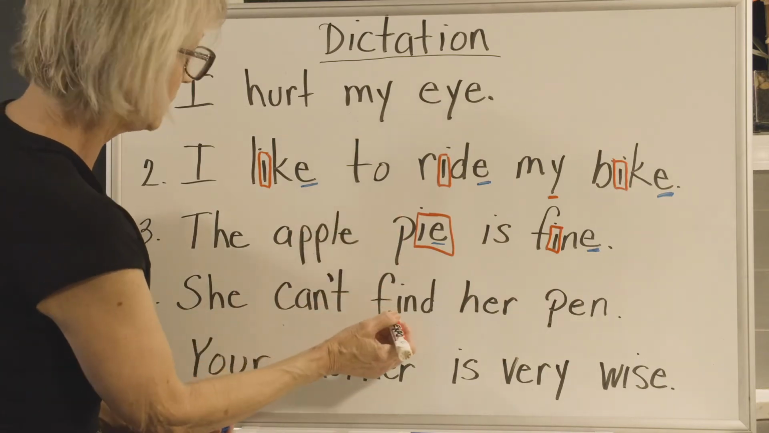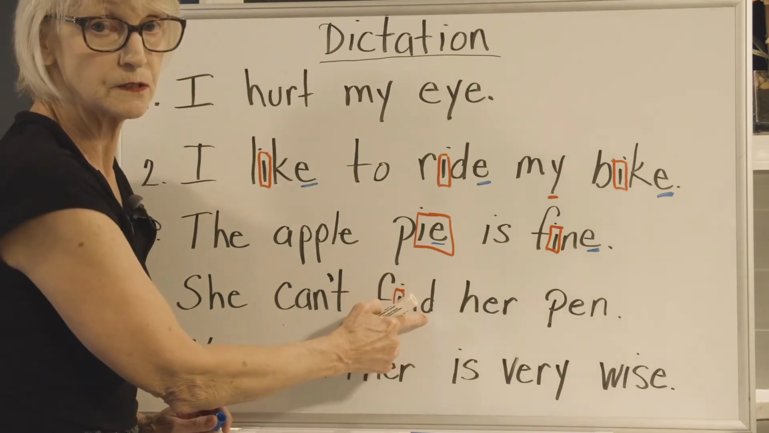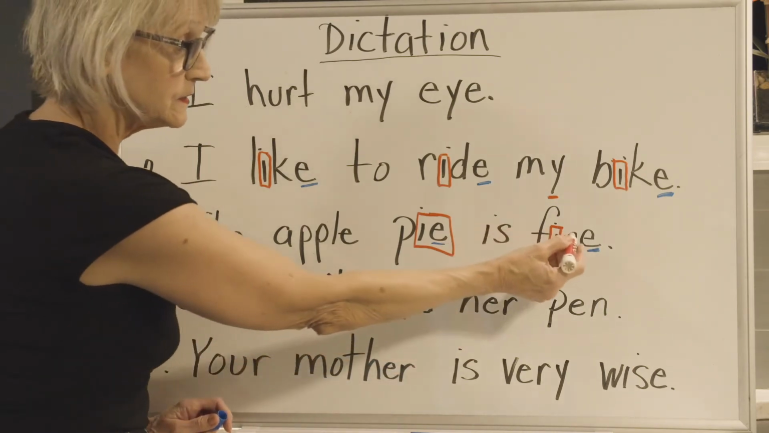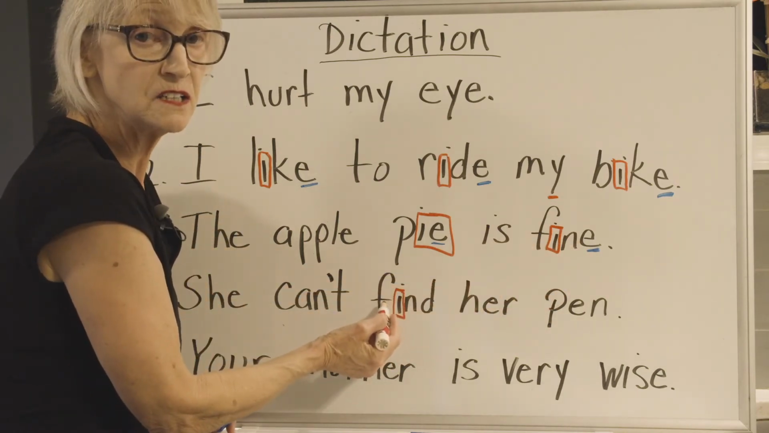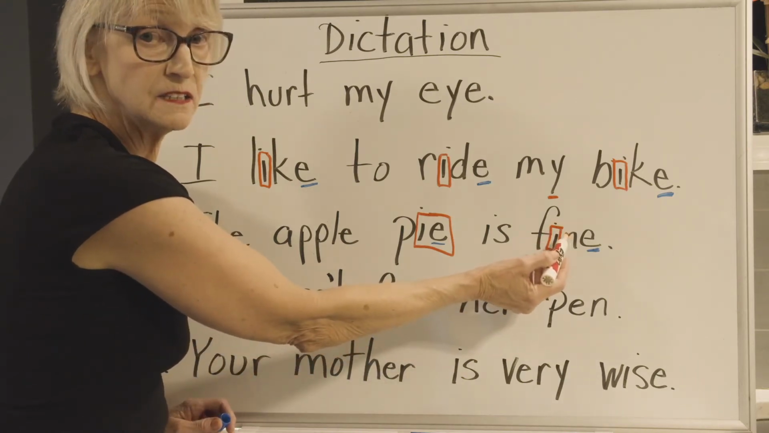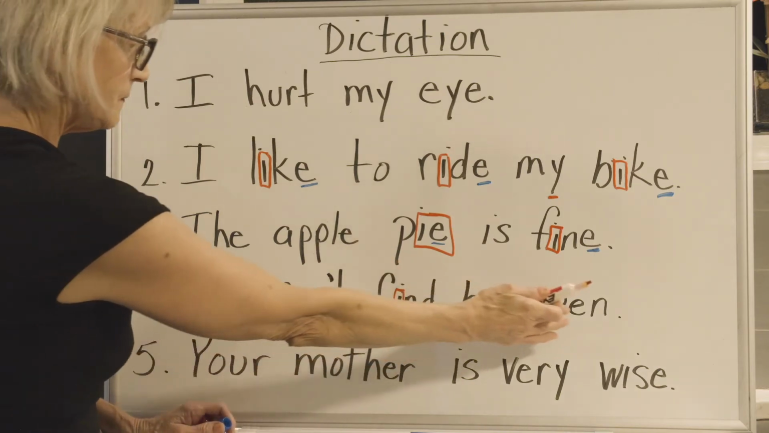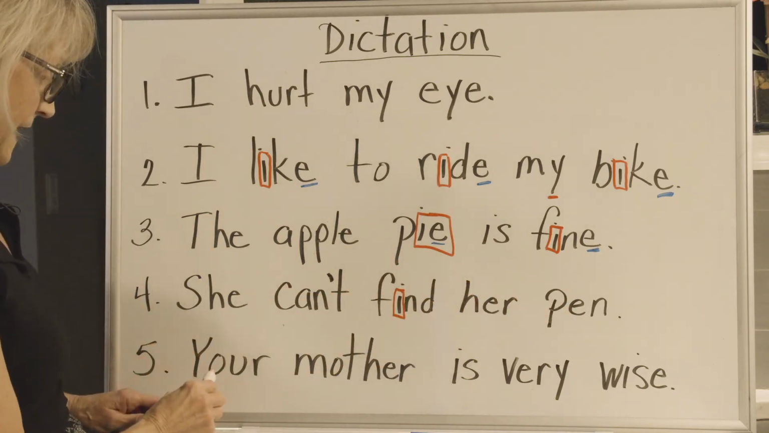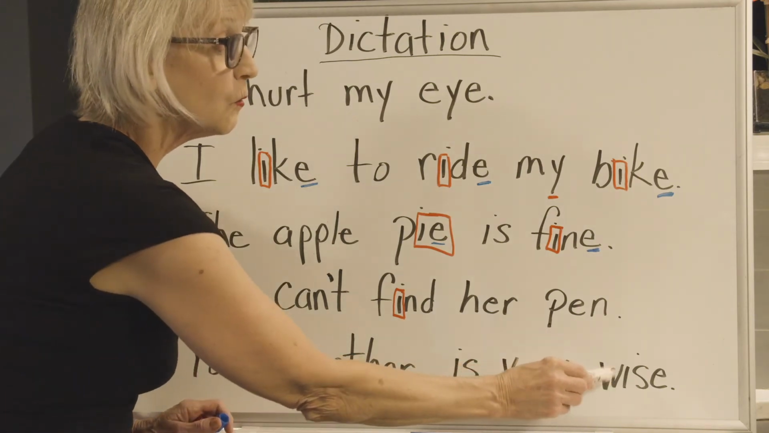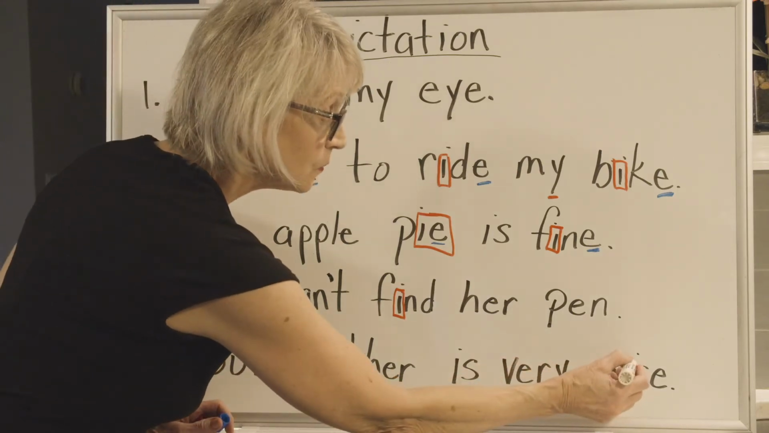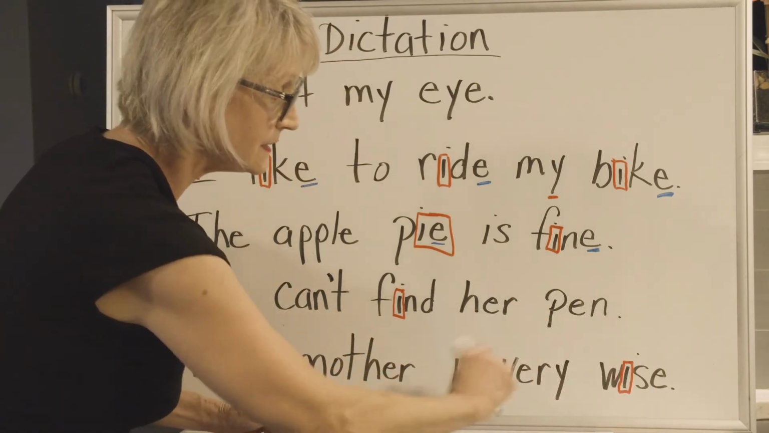Now, long I, and there is no E here, but it ends in a consonant. And listen to the difference. Find, find, find, find. And we're going to talk about these next 2. Last one, your mother is very wise. Wise, smart. And we have our silent E.